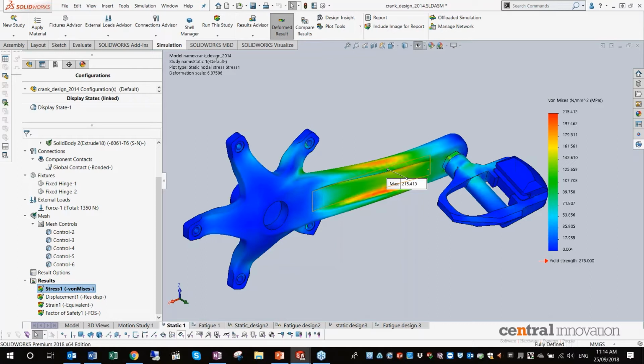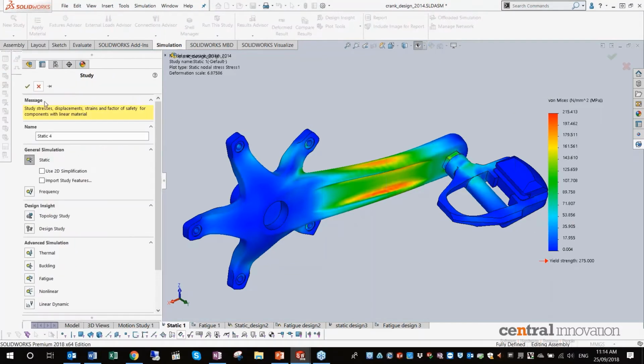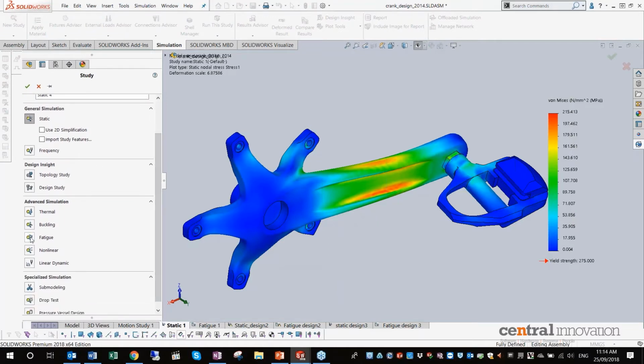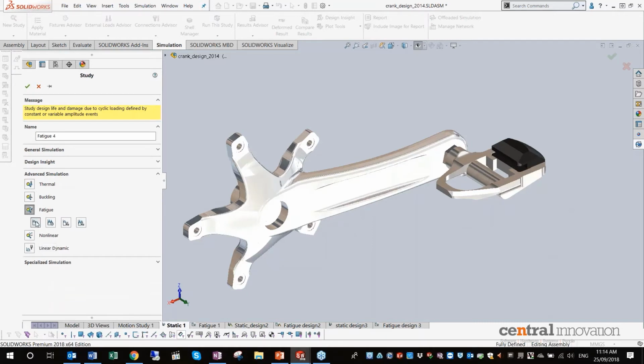To figure that out, I have to do a fatigue study. So when you go to new study, you can select to run a fatigue analysis. When I select fatigue analysis, I have to define whether it's a constant amplitude or variable amplitude loading. This is a constant amplitude loading.